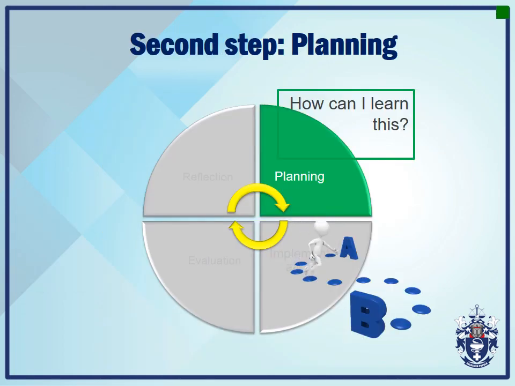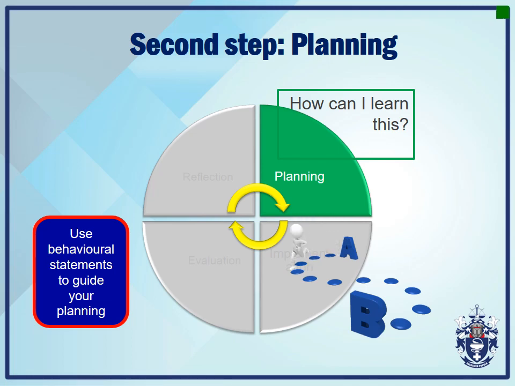The second step is your planning. Just as with any task that you do on a daily basis, your planning is crucial in order to achieve success. So here in the planning process, what you need to ask yourself is, how can I learn this? What is the process that I need to fulfill in order to plan properly to achieve my learning need?